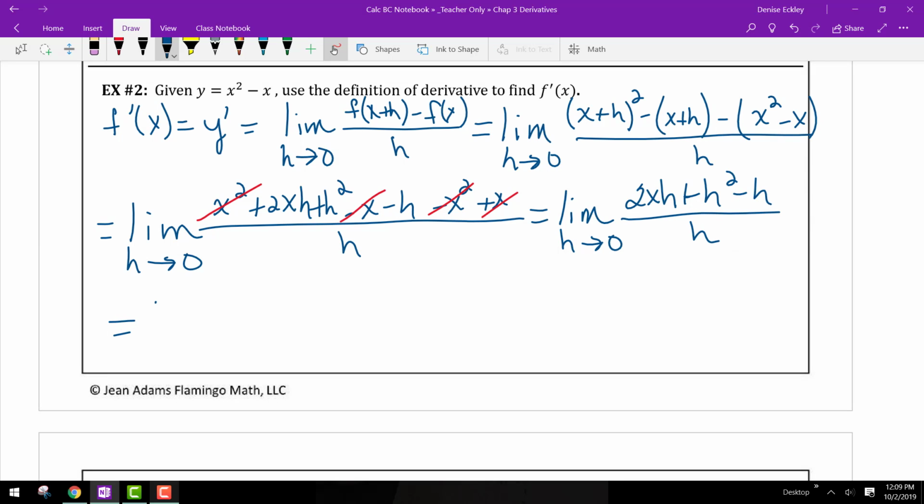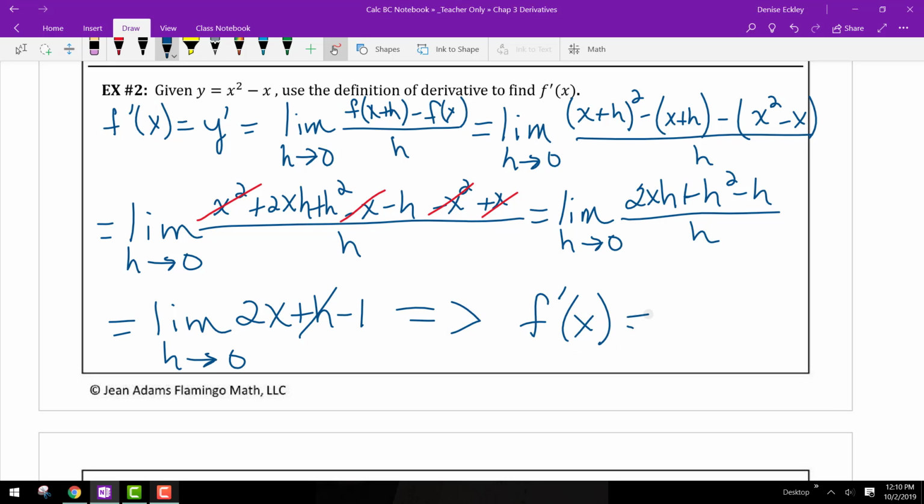And again, a factor of h will be canceled out. So I'm left with the limit of 2x plus h minus 1. Now I can substitute, and that h goes to 0. So I get that f prime of x is going to equal 2x minus 1.